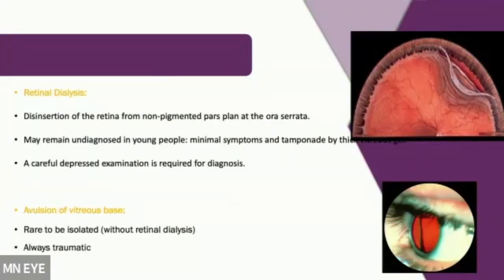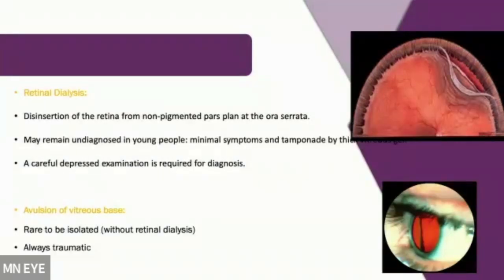So retinal dialysis and avulsion of the vitreous base, these are patients usually post-trauma. It's really hard to see unless we really push through the vitreous space with scleral depression, but dialysis is when the retina separates from the ora serrata, from the pars plana, and then fluid goes under. Usually happens after trauma, as I said, in younger individuals, but just because of being young with a thick jelly vitreous, they don't present acutely.